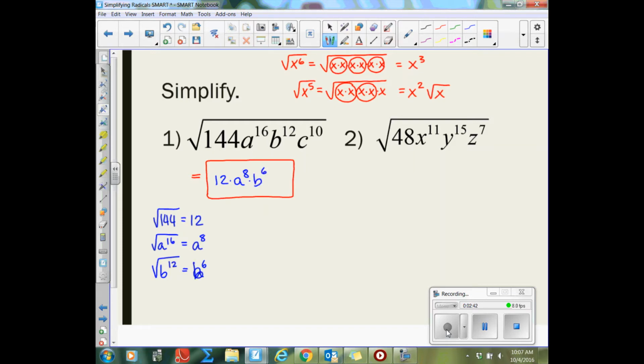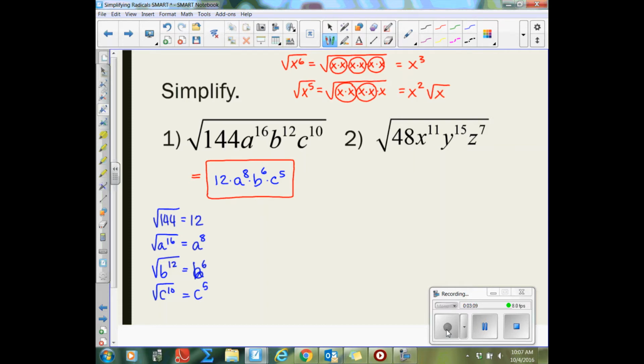Last step in the thought process, I have 10 factors of c. How many pairs? Because it's a square root, 5. That means we started off with a perfect square. All of those elements were perfect squares. There is not a radical left as a part of our answer.